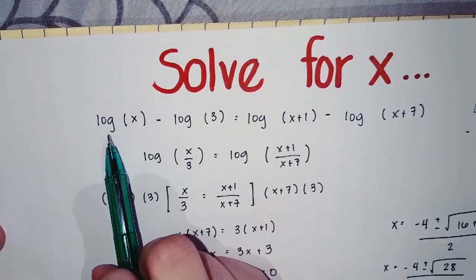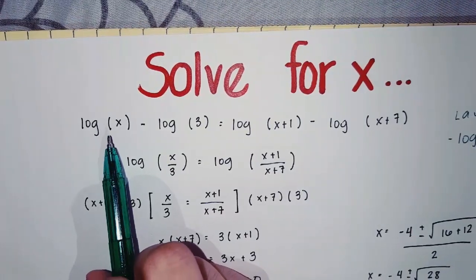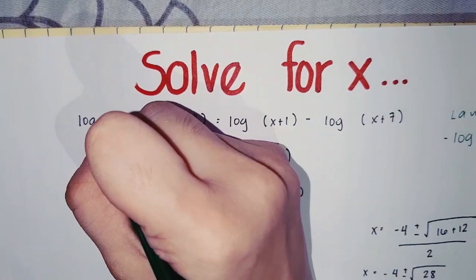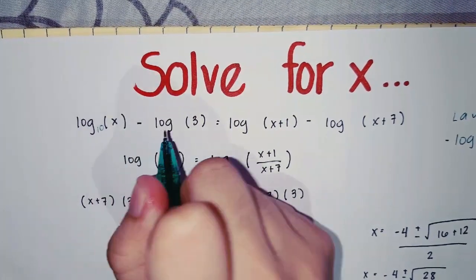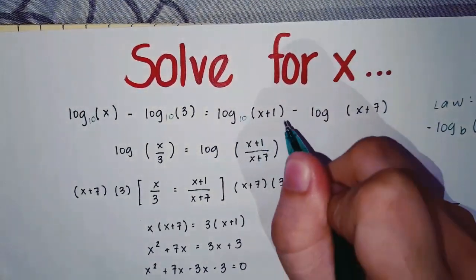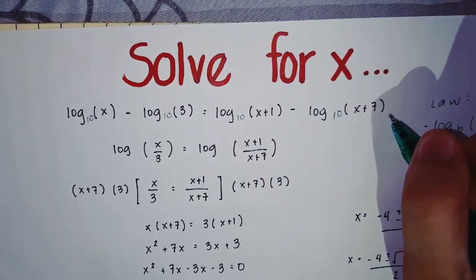For this second example, we can see that they don't have a base. So remember guys, when we don't have a base, it is automatically 10. So it's log base 10 of x minus log base 10 of 3 equals log base 10 of x plus 1 minus log base 10 of x plus 7.